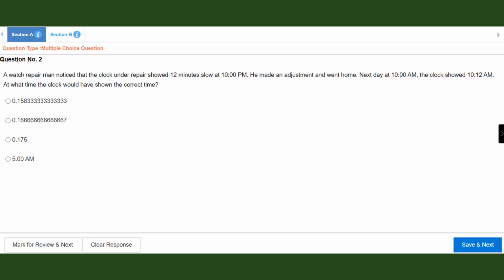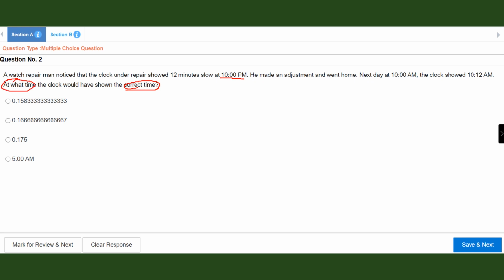Question number 2. A watch repairman noticed that the clock under repair showed 12 minutes slow at 10 p.m. and he made an adjustment and then went home. Next day at 10 a.m. the clock showed 10:12 a.m. At what time would the clock have shown the correct time?